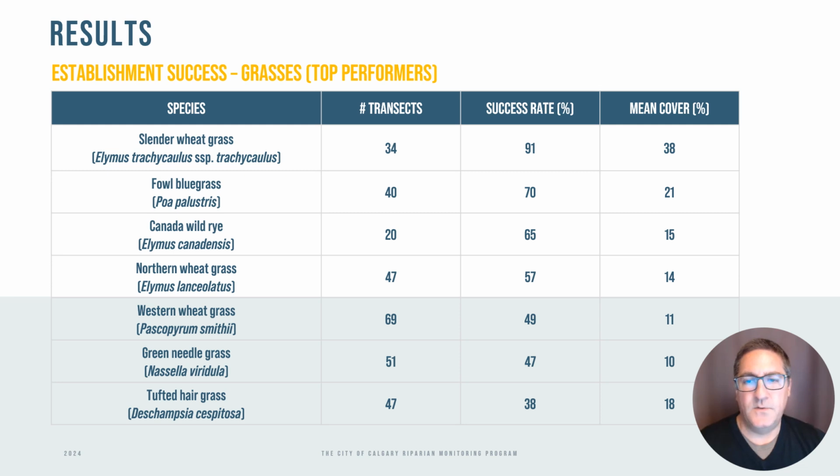And then the last column shows mean percent cover, which is a measure of how abundant the species were on the sites where they were found. So the higher the number, the greater proportion of ground covered.